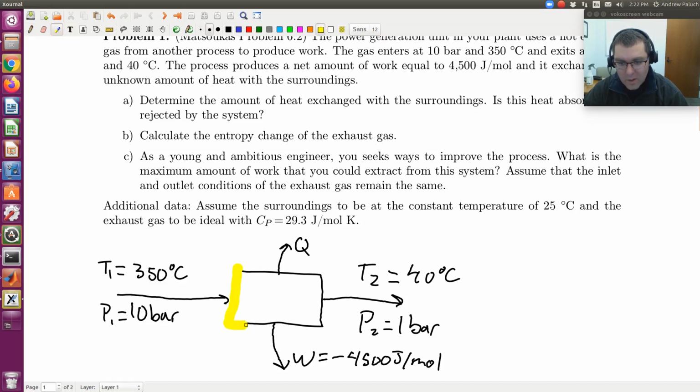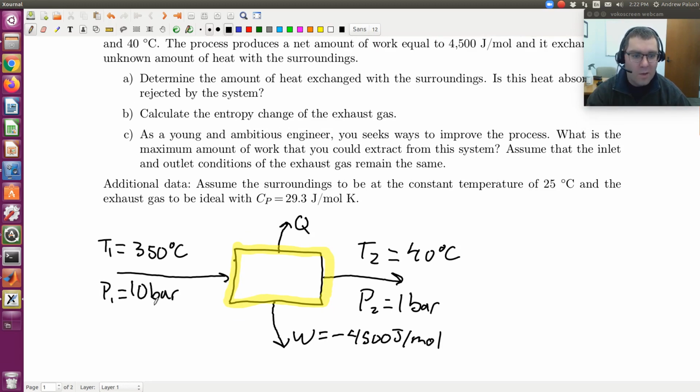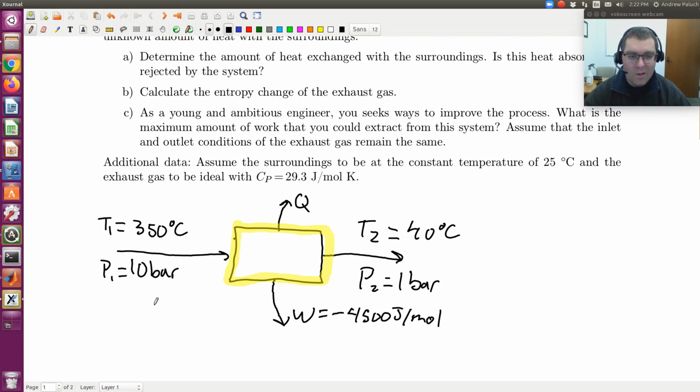So now just to be clear, this box here is going to be my device, this open flow device. I'm going to take that to be my system. So it's open, and then I have some inlet stream and some exit stream. Mass can enter and mass can leave my system. So this will correspond to the energy balance from Chapter 6 for an open flow system. Okay, so we have everything we were given in the problem statement. Inlet and exit conditions are specified. We have W. We want to calculate Q.